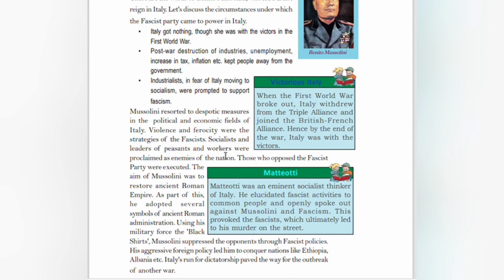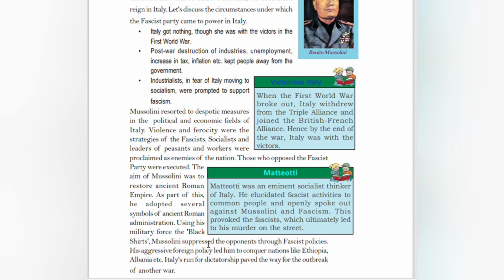Socialists and leaders of peasants and workers were proclaimed as enemies of the nation. Those who opposed the fascist party were executed. The aim of Mussolini was to restore the ancient Roman Empire. As part of this, he adopted several symbols of ancient Roman administration.